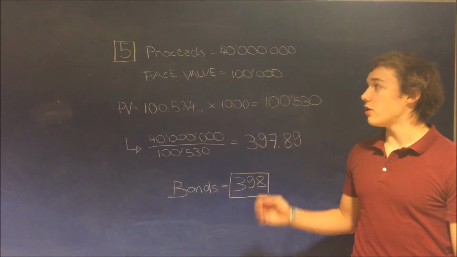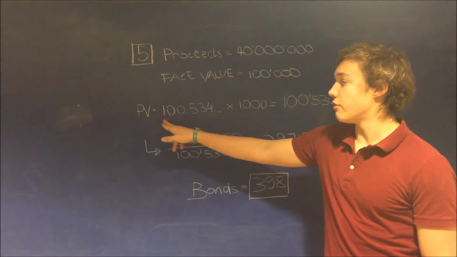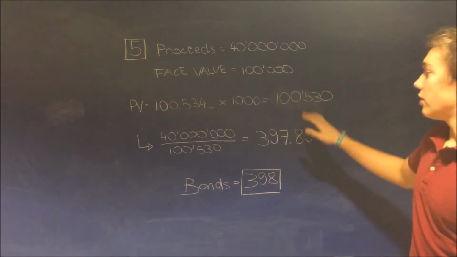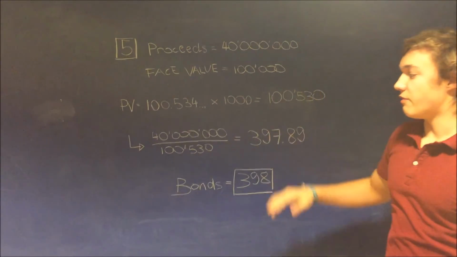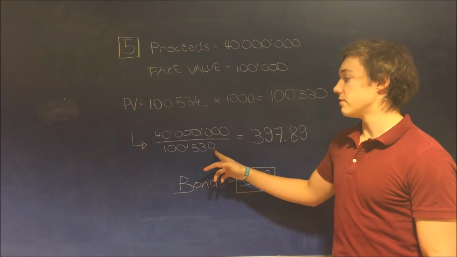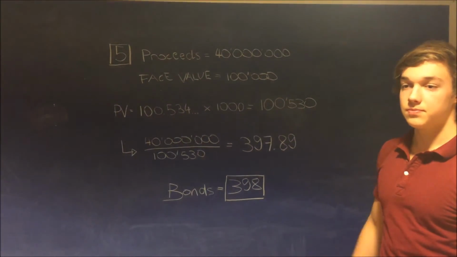In question number 5, we use the calculated new price of the bond to calculate the PV, which will give us this number here. Then we take the proceeds and divide that by the price of the bond, the present value, sorry, and then that gives us the number of bonds.